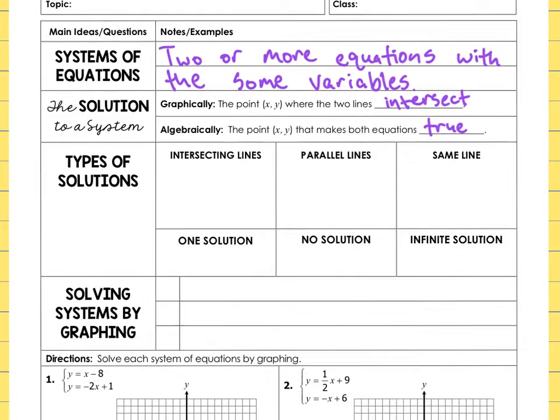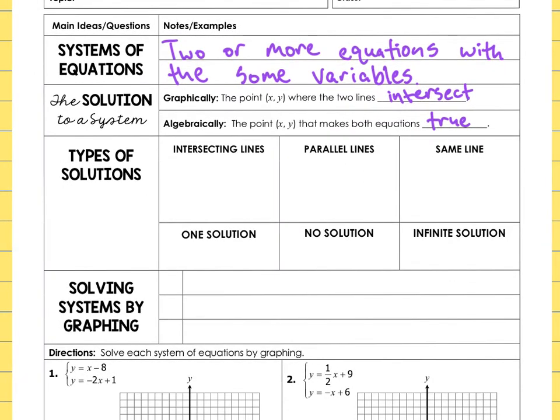So this is a new idea for us. As you're already figuring out, the solution to a system of equations is going to be a coordinate point. It's actually going to be x comma y. It's not just going to be x equals or y equals like we've seen in the past. It's going to be a coordinate point with an x and a y.